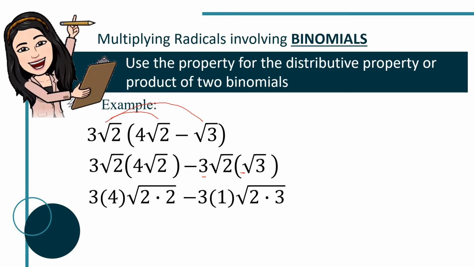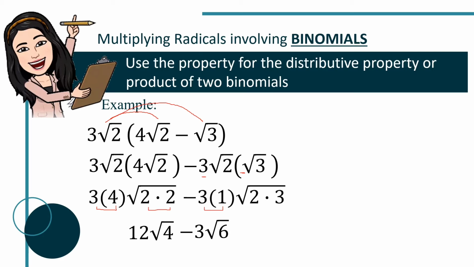Okay, i-simplify natin. What is 3 times 4? We have 12. And then, 2 times 2, we have 4. Minus 3 times 1. So, 3 times 1 is 3. And then, 2 times 3, we have 6. Okay, nakuha? Now, meron pa bang pwedeng i-simplify? Okay, tingnan nyo mabuti.